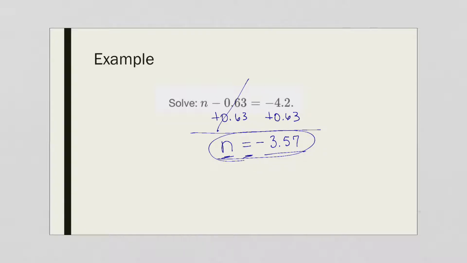So check your work. This is just for our benefit. Negative 3.57 minus 0.63, does that equal negative 4.2? Again, I'm going to grab my calculator. Negative 3.57 minus 0.63, and I get negative 4.2. And because those are equal to each other, I know I did this right.